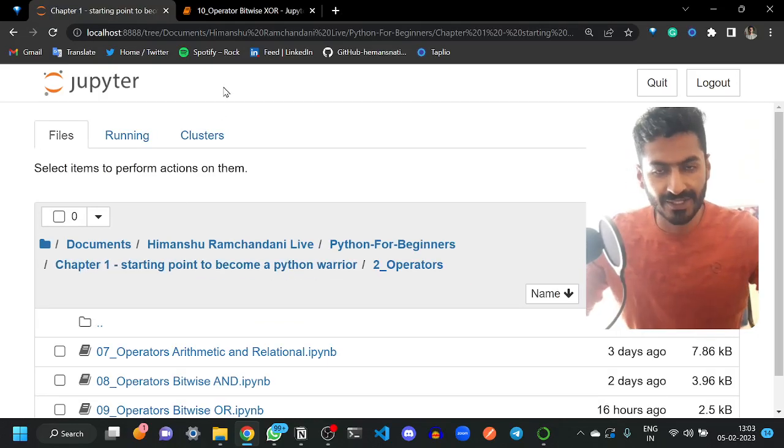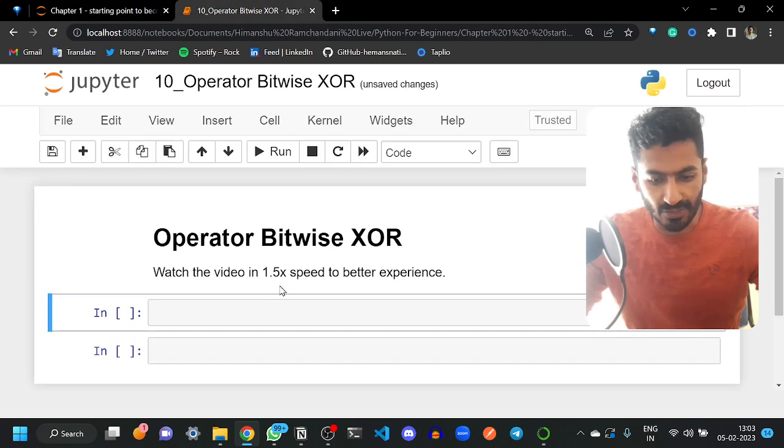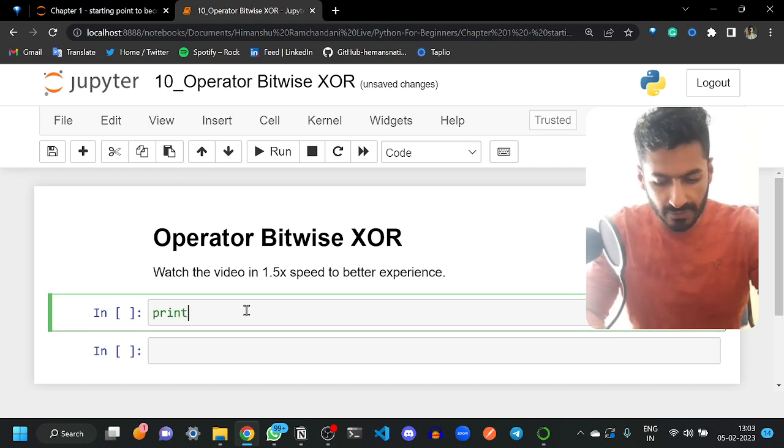Hello everyone. Let's move to the next topic, that is Bitwise XOR. This is represented by this caret or cap, whatever you call it. So how to solve Bitwise XOR. Let's suppose I write 12 XOR 9, for example.